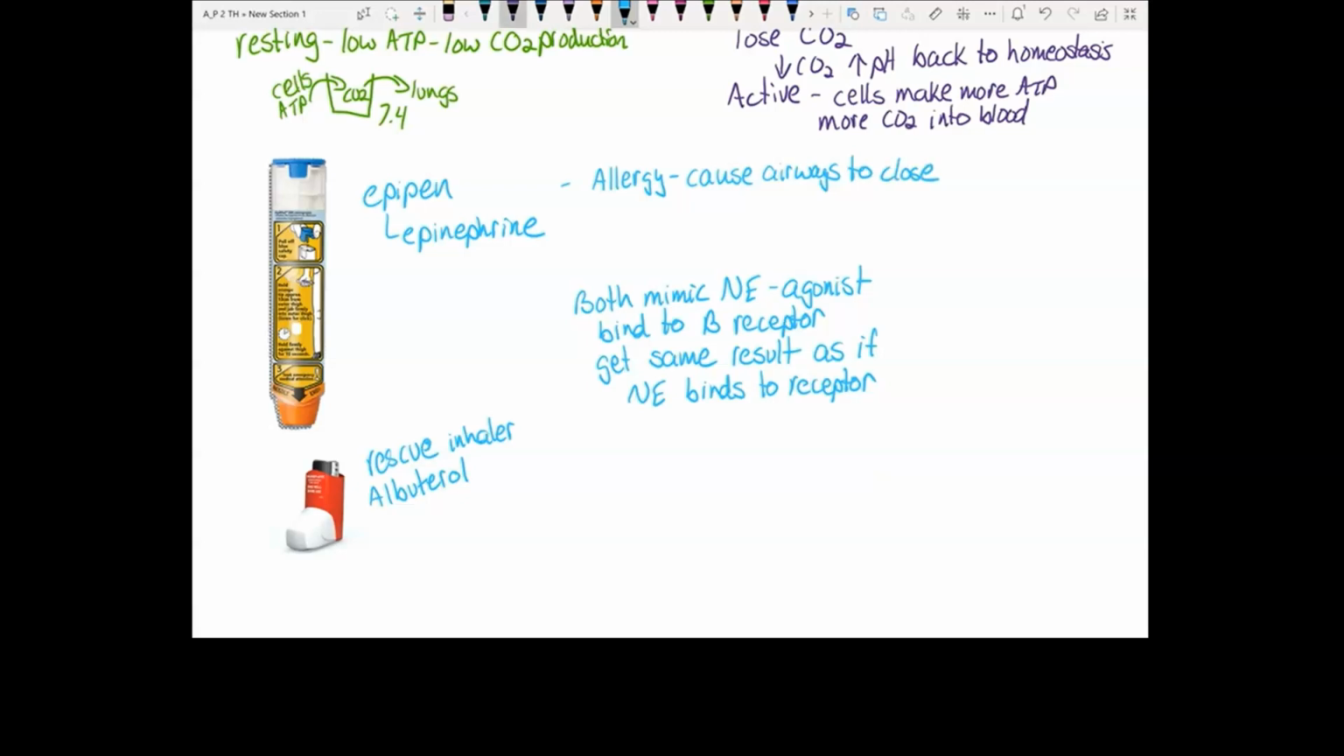So you take the EpiPen and you mimic sympathetic. And we know that sympathetic makes the airways dilate. So when you use that EpiPen, you get that medicine that binds to the beta receptors in the airways, and they dilate, and then you can breathe again. And this is common, like peanut allergies, bee sting allergies, anything where somebody could have a severe reaction, and they carry an EpiPen.